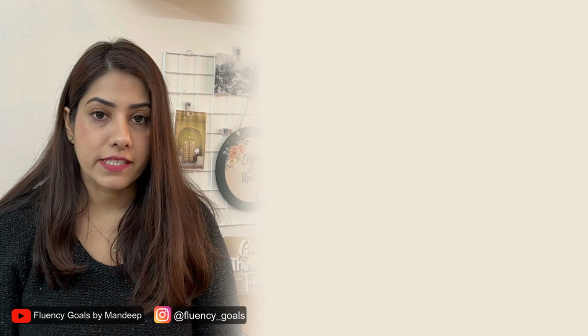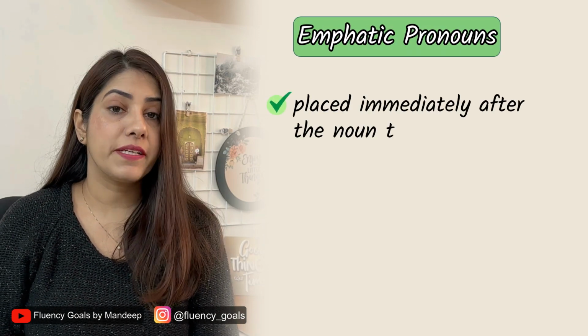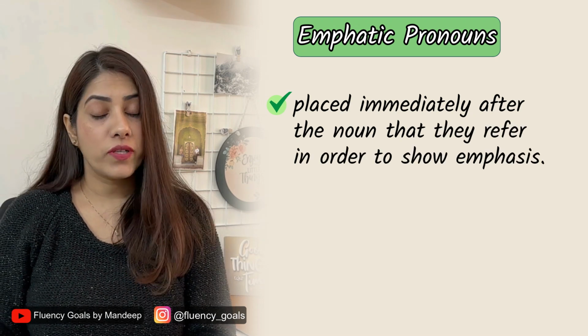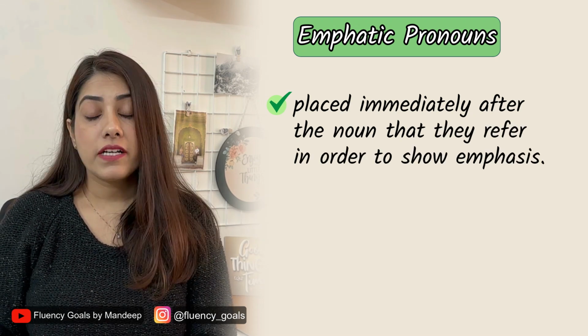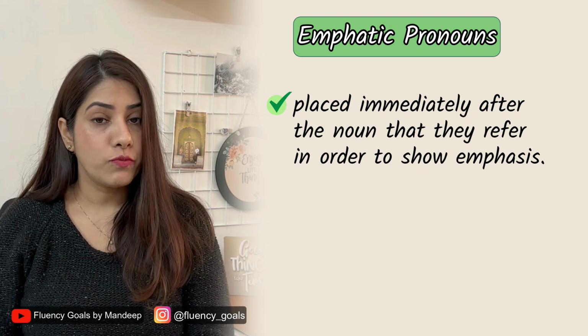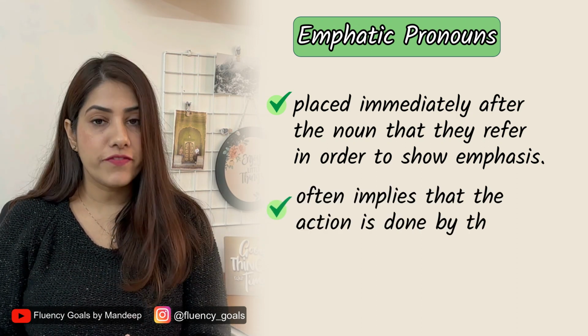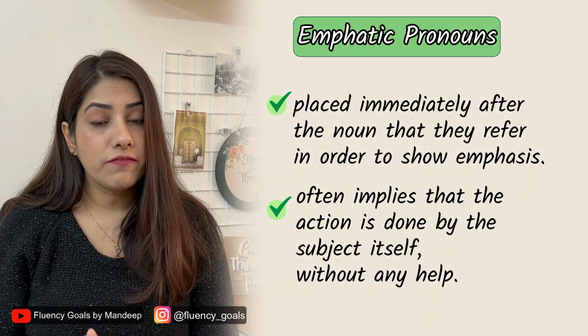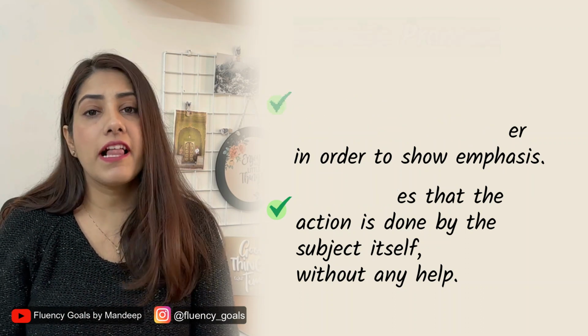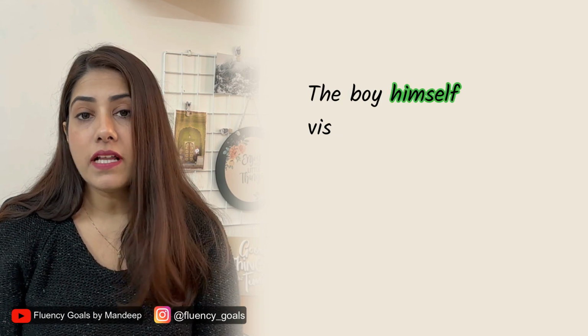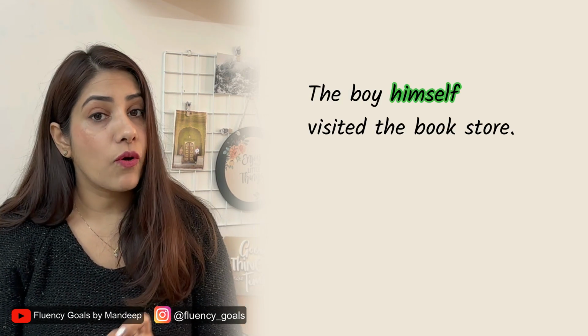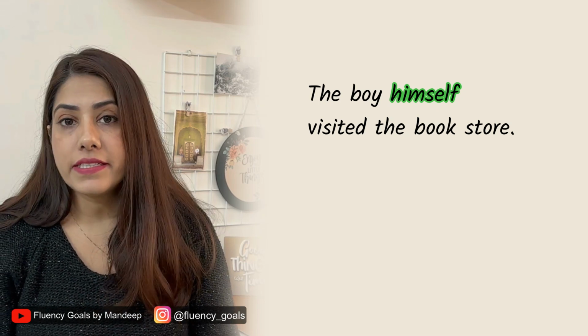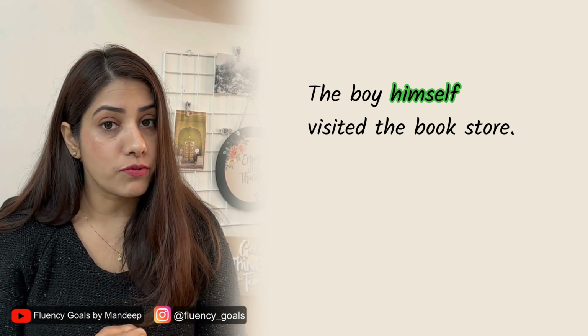Moving on to reflexive and emphatic pronouns. Now, emphatic pronouns are pronouns like myself, himself, yourself, etc. They are placed immediately after the noun to which they refer in order to show emphasis. It often shows the emphasis and implies that the action was done by the subject without any help. Take for an example, the boy himself visited the bookstore. Himself here shows an emphasis on the boy, that he did this action of visiting the bookstore all on his own.